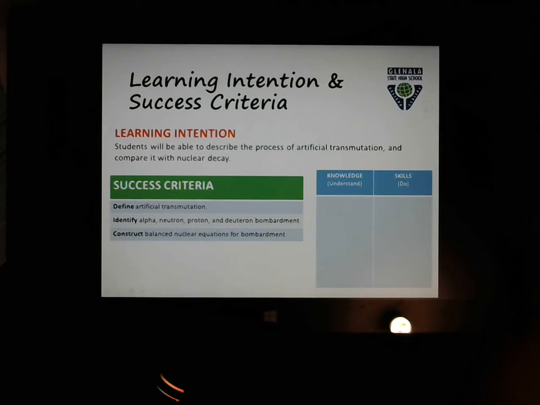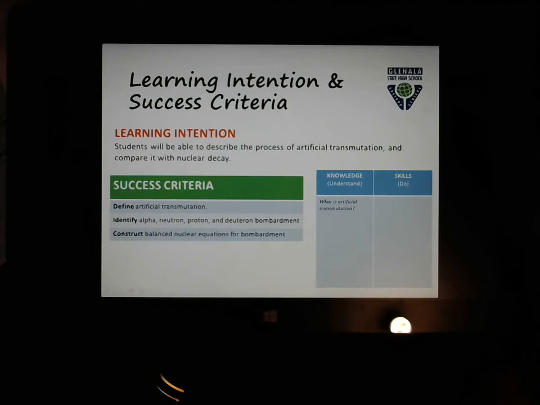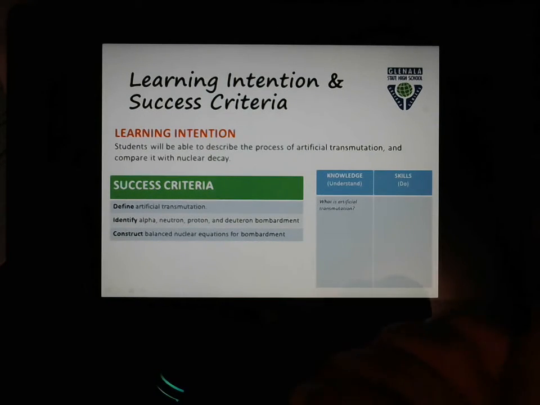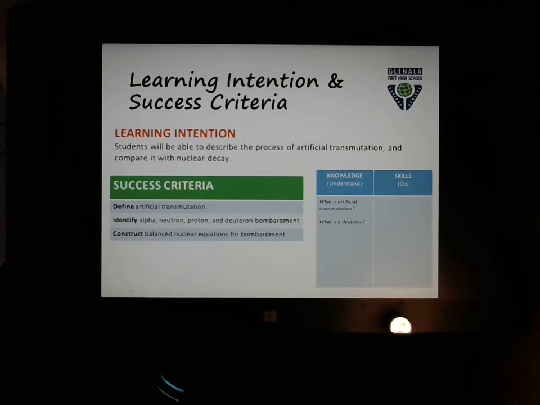Okay, so having a look through here in terms of the knowledge, we should have identified that we need to know what artificial transmutation is, because that's what it's asking us to describe or define. We've got a few words under identify. The only one that should be new is this word: what is a deuteron? So we need to know what that is. And the word following it is bombardment, so we probably want to know what that means as well.